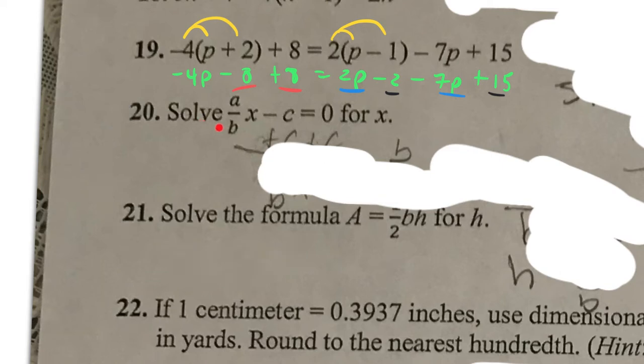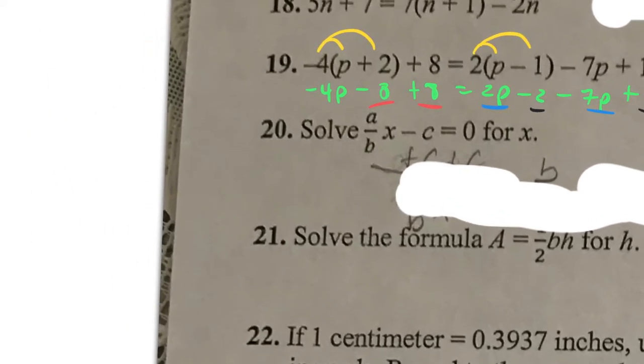Okay, looking at problem number 20. Solve that for x. Okay, so that's a literal equation, meaning you have a and b and c, but at the end of the day, we just want to get this x by itself. That's essentially what it's asking. So we want to get that blue x by itself.